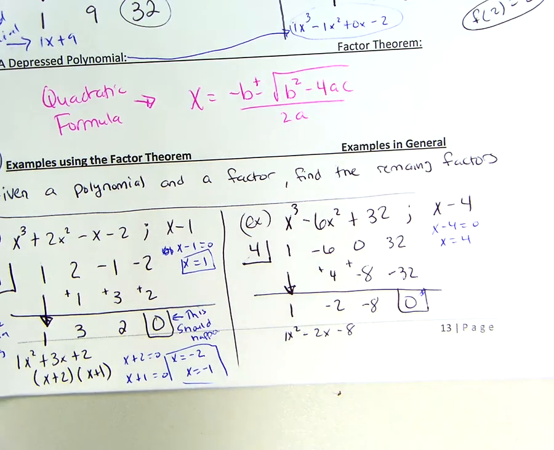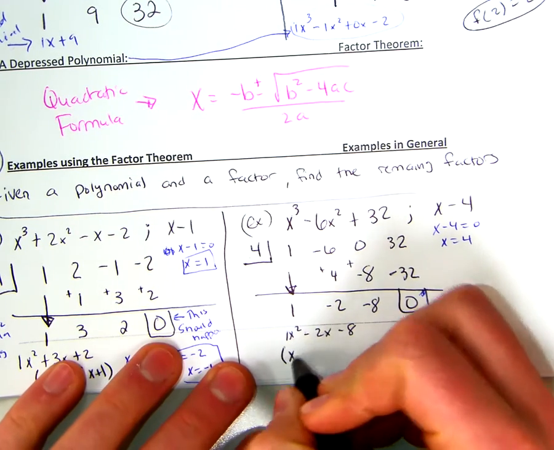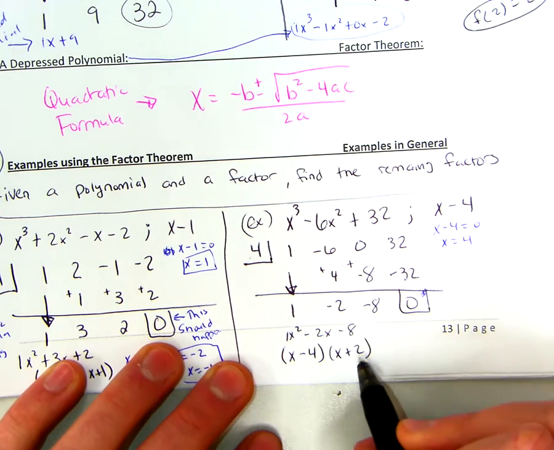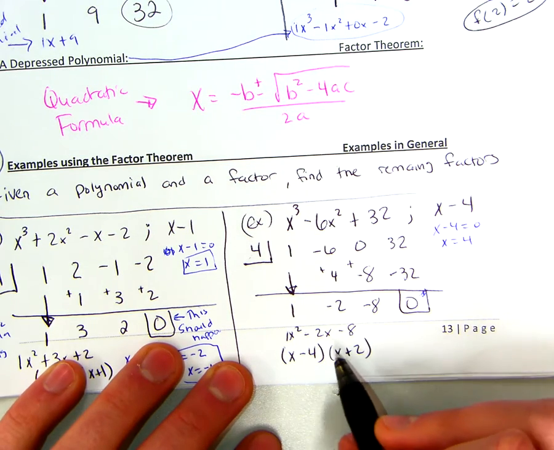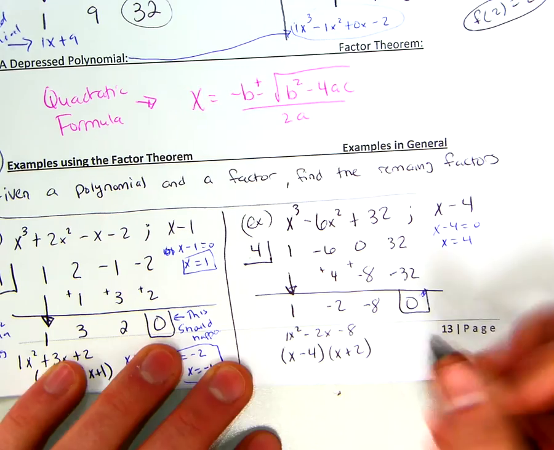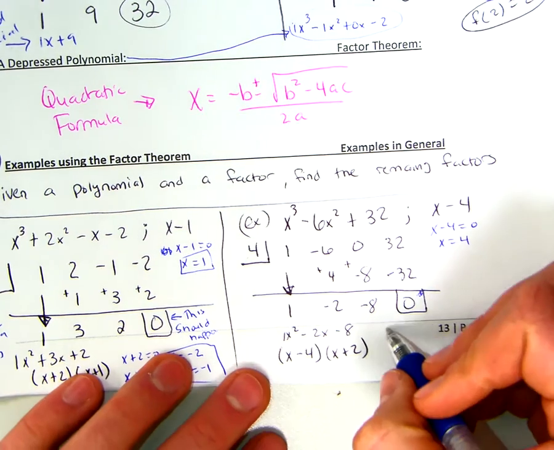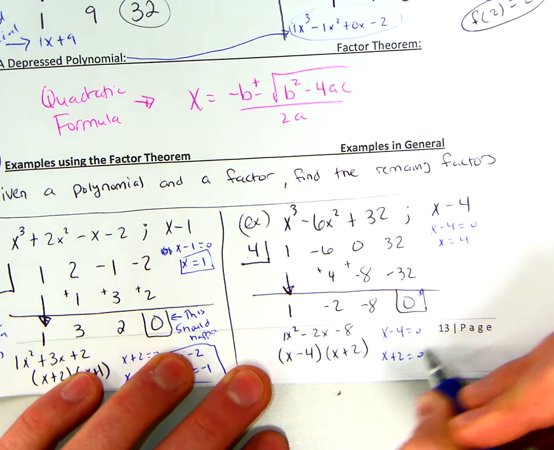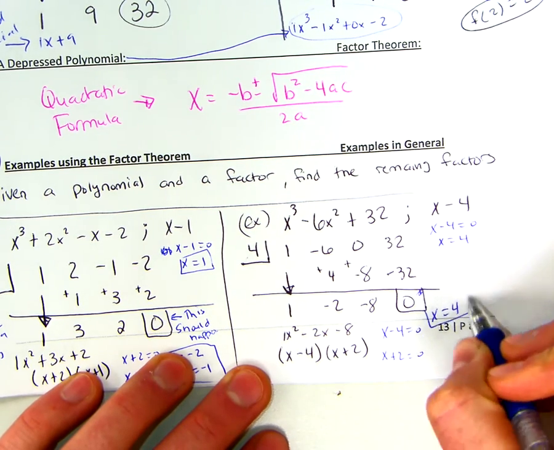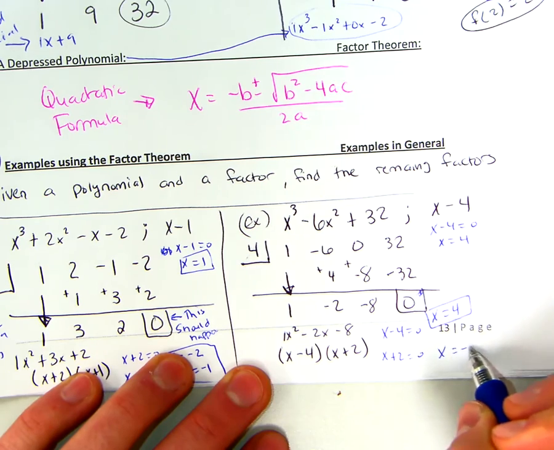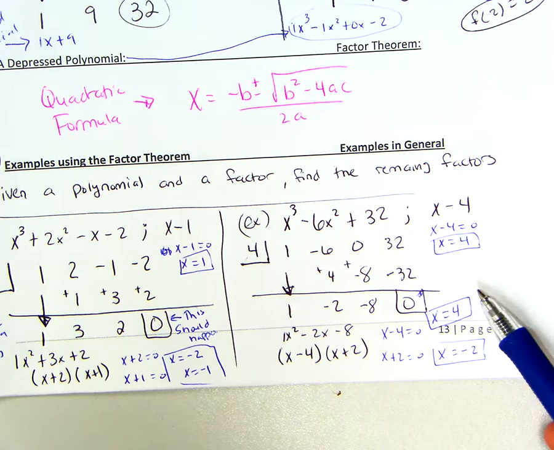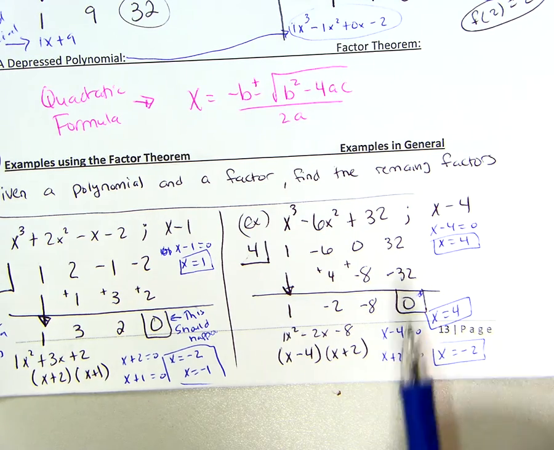In this case, I have x minus 4 and x plus 2. Right? Negative 4 and 2 multiply to negative 8. Negative 4 and 2 add to negative 2. And again, I can find the final answers. x minus 4 equals 0, and x plus 2 equals 0, where x equals 4 and x equals negative 2. Again, I have my 3 solutions. Sometimes they might double up, but I do have 3 solutions here.